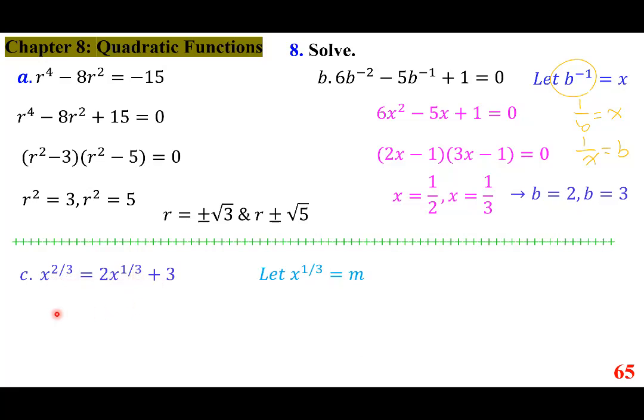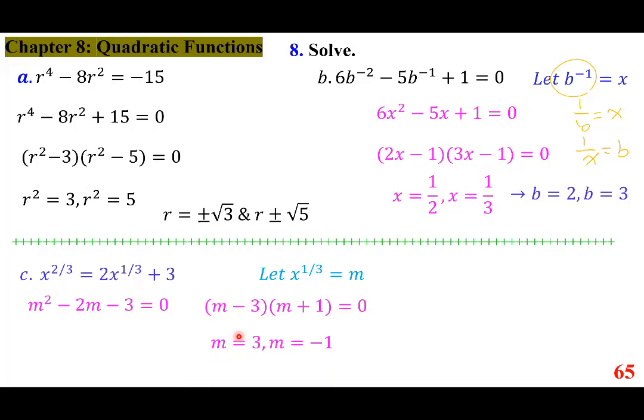Move everything to the same side. And this is an easy factoring. We want two numbers. The product is -3. The sum is -2. We have the answers. m becomes 3. m becomes -1. Either 3 or -1.